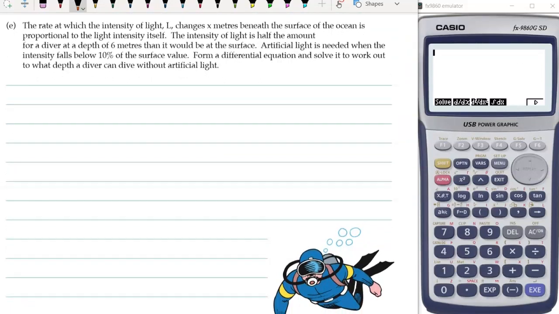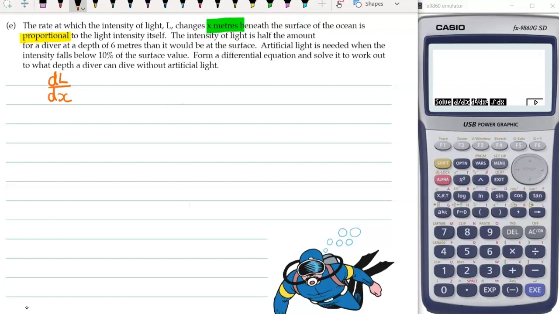For part E, we have a situation where the rates are proportional, and the intensity of light is a decreasing sort of proportionality. We need to write down the information we've been given about that proportional relationship first, which is that the rate at which the intensity of light changes, so that means the rate at which the light is changing over time. My apologies, I was assuming time. It's not actually time, it's over the distance, because it changes according to the amount it's moved in x.